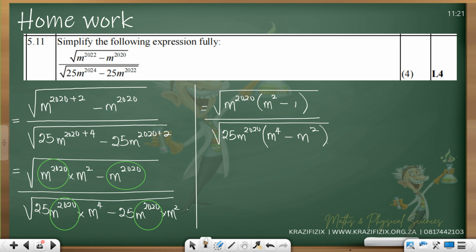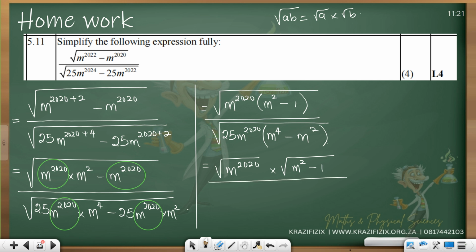Okay. Let's see the beauty of what's going to happen. You must realize that root of AB can be written as root of A times root of B. I'm going to use that now. So this can be written as root of m^2020 times root of m squared minus 1 over, what do we have? Or I can put a root over everything, but let's see first. I think I like where we're going with this. 2020, all right, times root of.